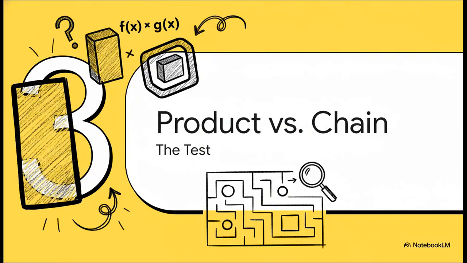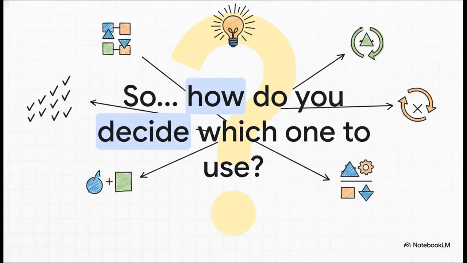Okay, this is the main event. We've got the product rule for multiplication and the chain rule for nesting. They seem really different, but out in the wild, these problems can look deceptively similar. So the real question is, how do we tell them apart every single time, without just guessing? Well, the answer is a super simple test you can run that just cuts right through all the confusion. And you know what? It works almost every single time.